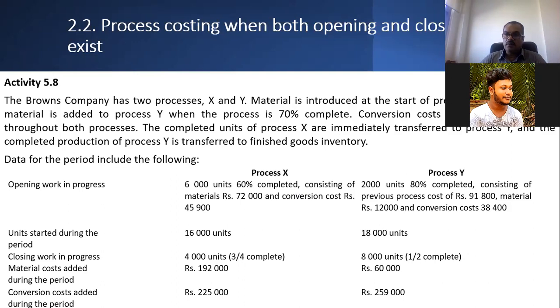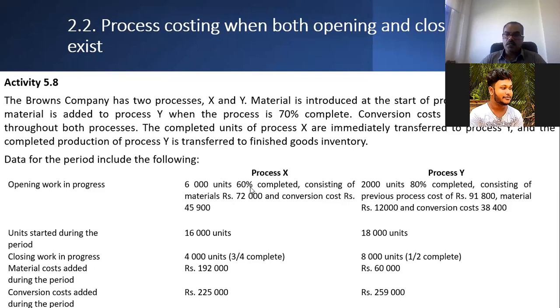Conversion costs are applied uniformly throughout the process. The completed units of process X are immediately transferred to process Y, and some information for process X and Y is given. What are they?